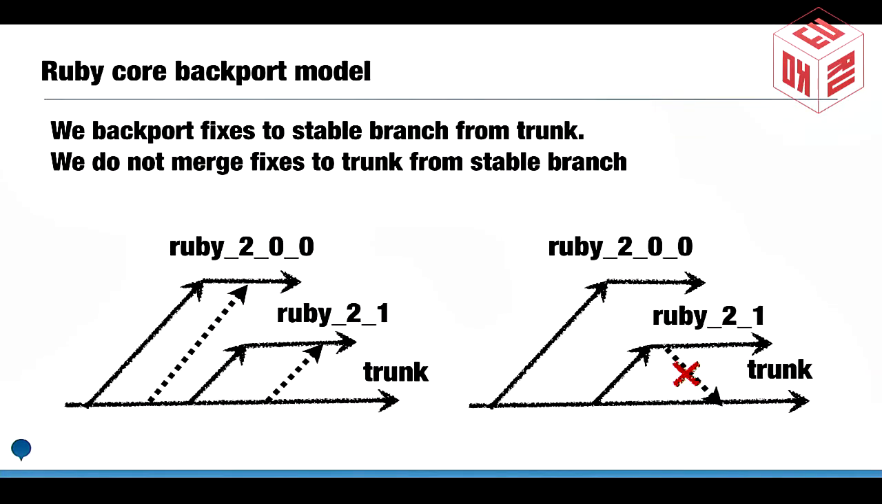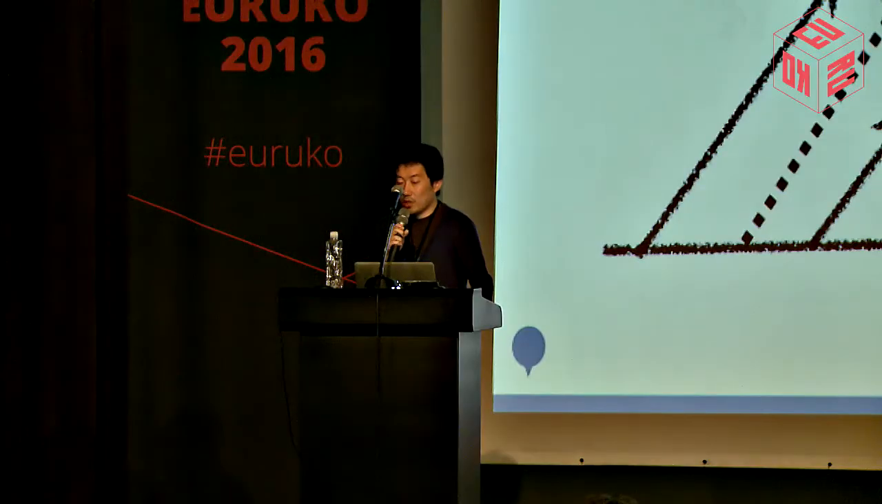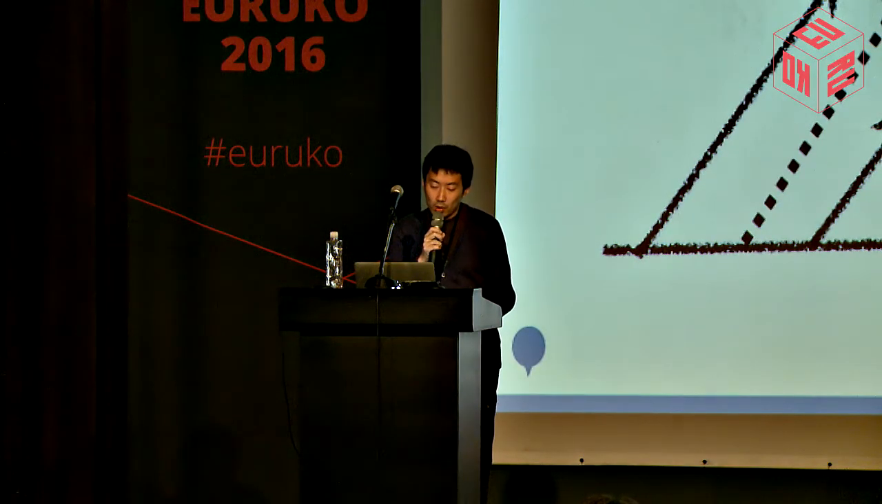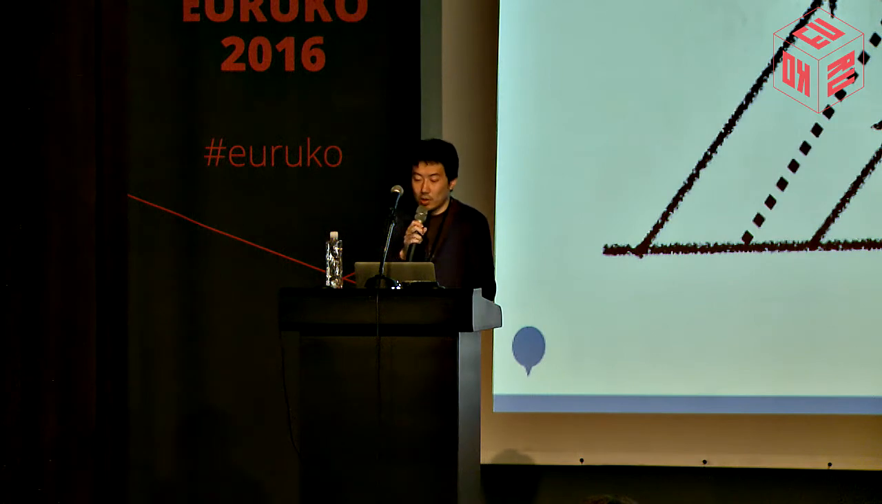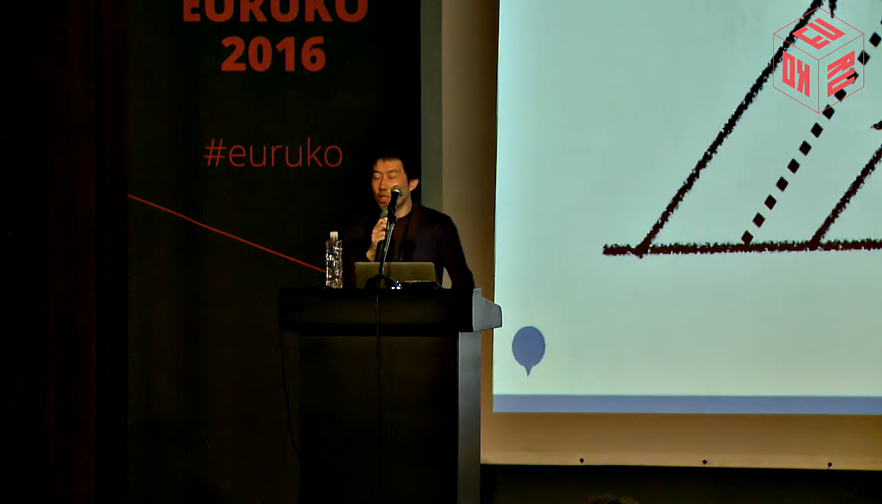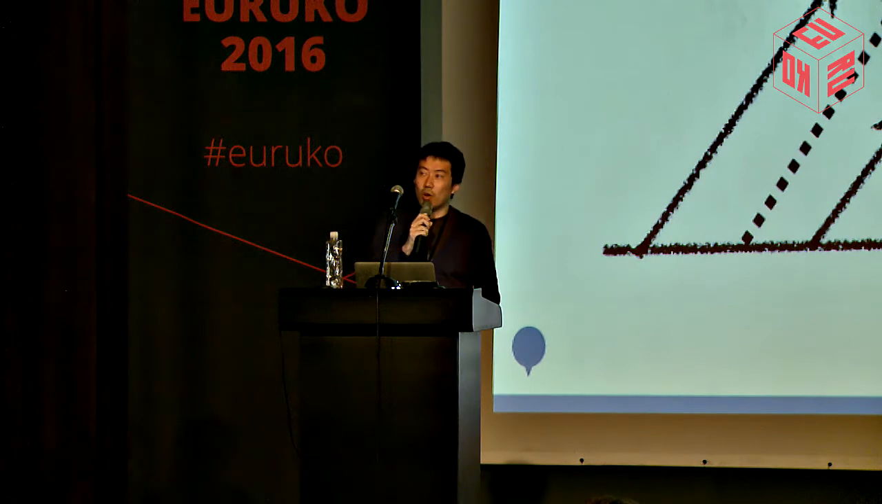Okay, so I illustrate the backport process for old versions of Ruby. We only backport to old branches from trunk. We do not apply patches to the trunk branch from our old versions. So if you found some issues in an old version of Ruby, please try the latest stable version of Ruby. The most recent version of Ruby probably still has the same issue. Please submit to our tracker when you find defects in the version.